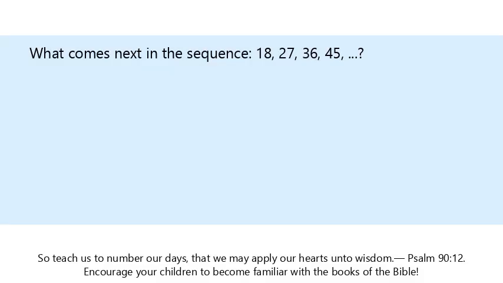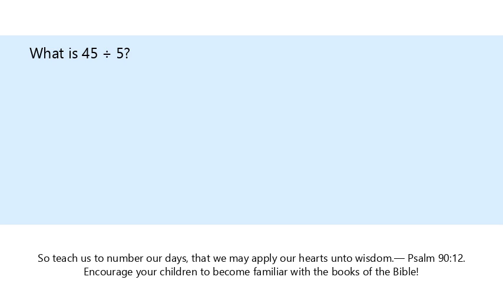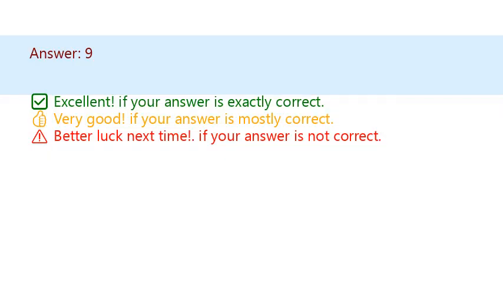What comes next in the sequence? 18, 27, 36, 45. Answer: 54. What is 45 divided by 5? Answer: 9.